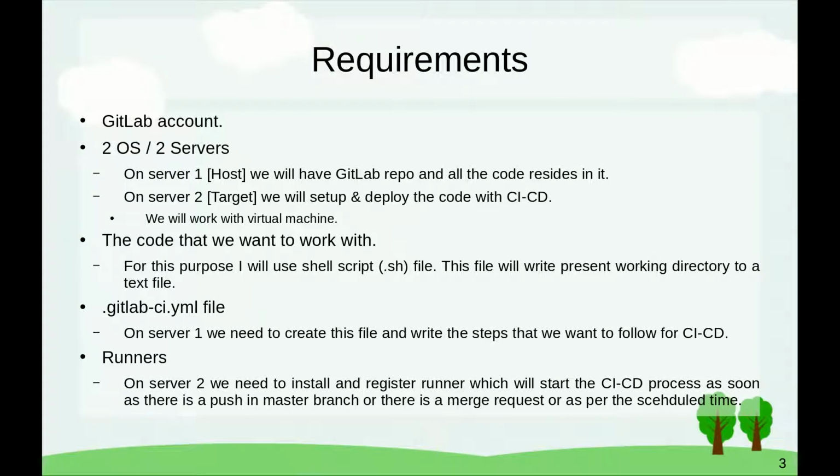For the requirements, we need to have a GitLab account, and two operating systems or two servers. One will work as a host, another one will work as a target. We need the code that we want to work with. For this video, I will write a shell script. We need to write a .gitlab-ci.yml file, and we need to install and register a runner for the particular project.